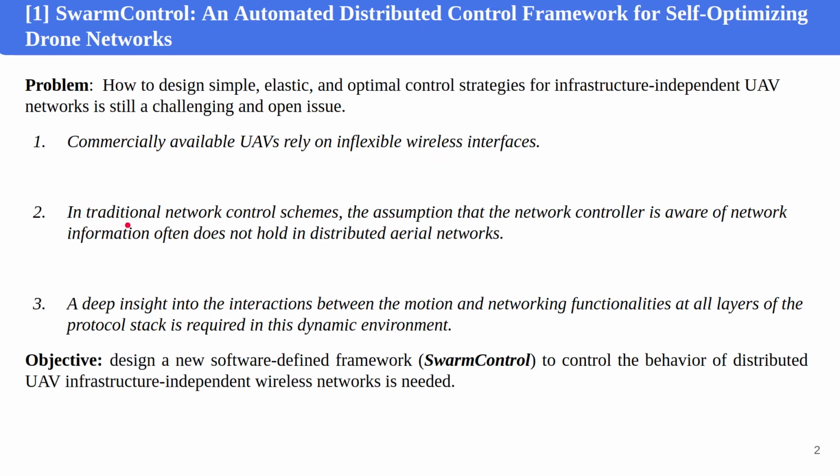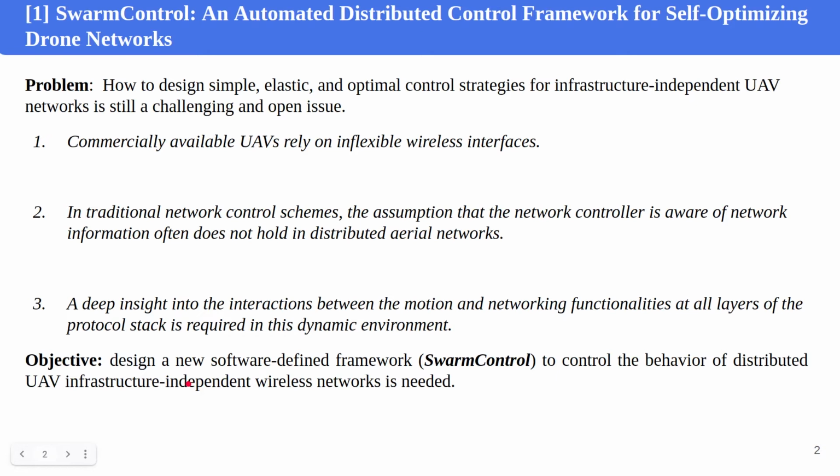Traditional network control schemes often assume that the network operator is aware of real-time network state information and of low-level network infrastructure details, but this assumption often does not hold in distributed aerial networks. And controlling the network behavior and flight operation in a dynamic environment requires a deep understanding of the interaction between the motion and network functionalities at all layers of the protocol stack.